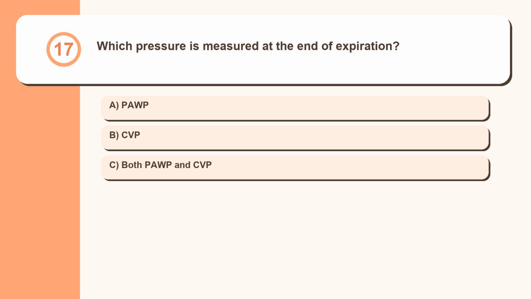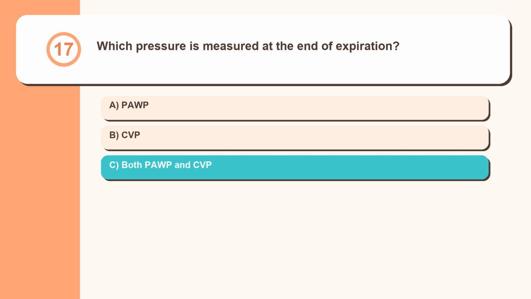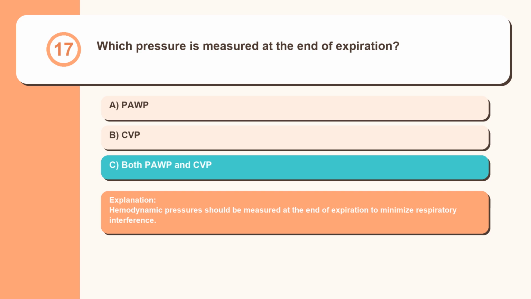Question 17. Which pressure is measured at the end of expiration? PAWP, CVP, both PAWP and CVP. Hemodynamic pressures should be measured at the end of expiration to minimize respiratory interference.